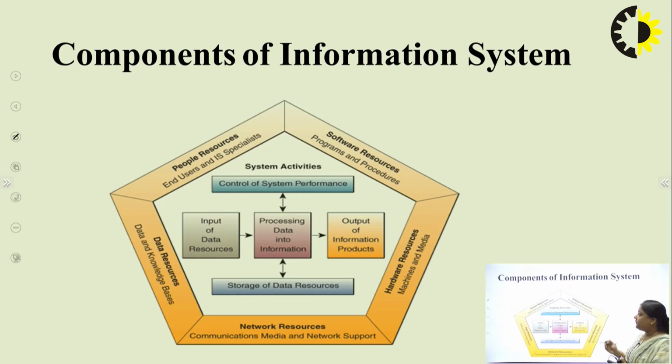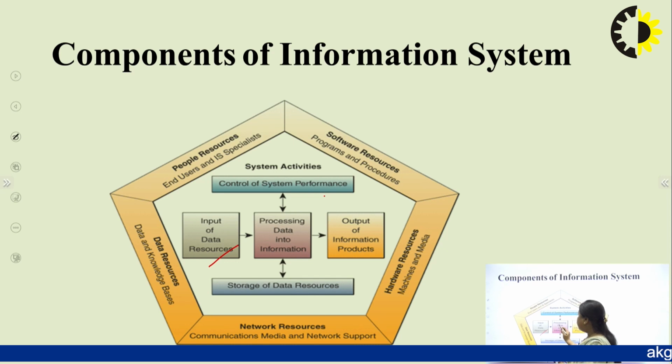We can see system activities through this figure. These are the system activities that are performed under the information system. Activities: control of system performance, input of data resources, then processing data into information, and then output of information products. And the data that is not currently used goes to the data resources, means database. The storage of data resources, databases.